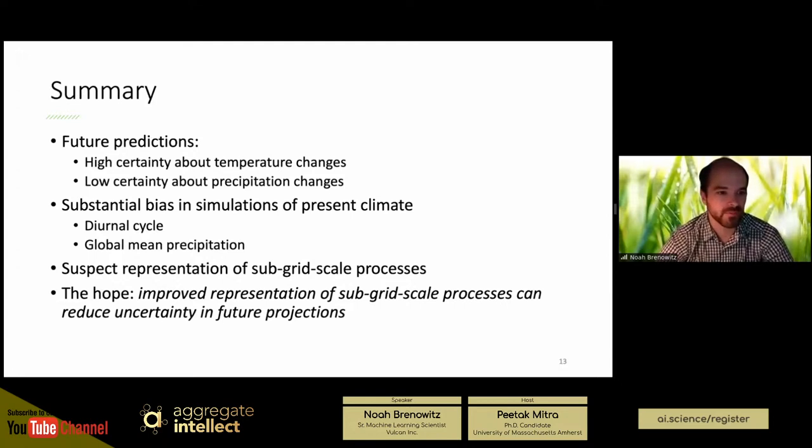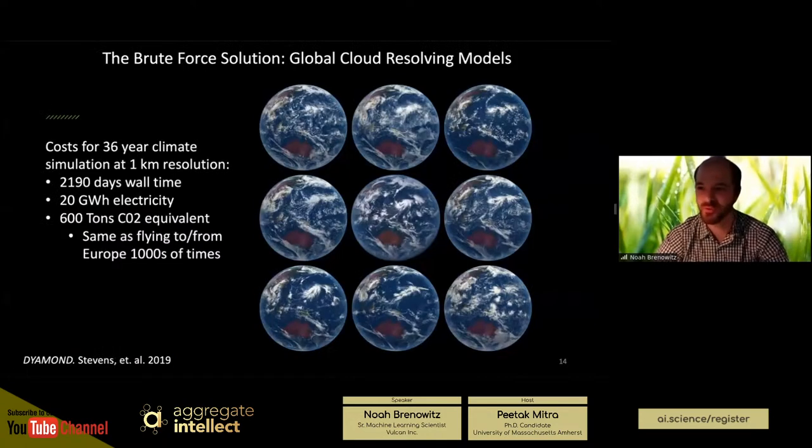So in summary, we want to make climate models better in order to produce better estimates of future precipitation. We have evidence of substantial biases in current climate models, and we think we can do better by improving the representation of subgrid scale processes. So what's one obvious way to improve the representation of subgrid scale processes? Brute force. Resolve them is the easiest way to resolve subgrid scale processes.